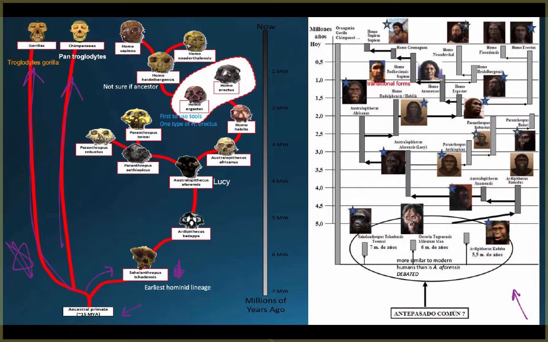And so from there, you can see that it diversified. And we have Ardipithecus kadabba. And then if we go from here, this is where, if you've been to the Museum of Natural Science here, you might have seen Lucy. And this is Australopithecus afarensis. Now from here, there's a divergence.